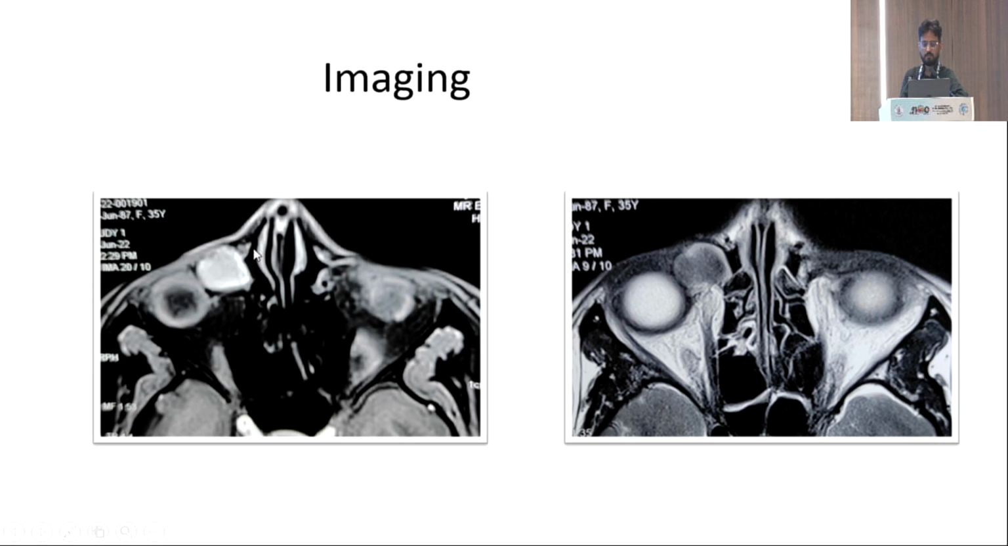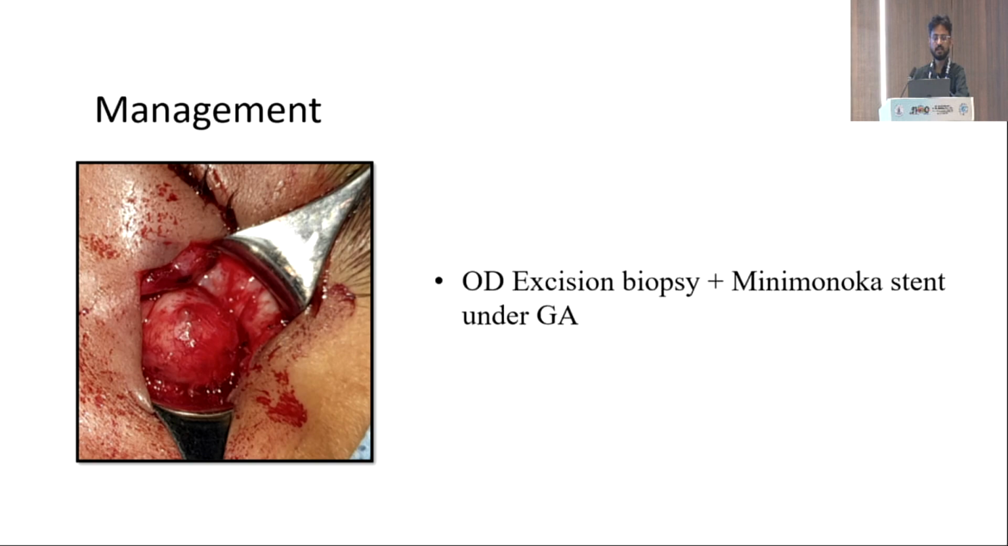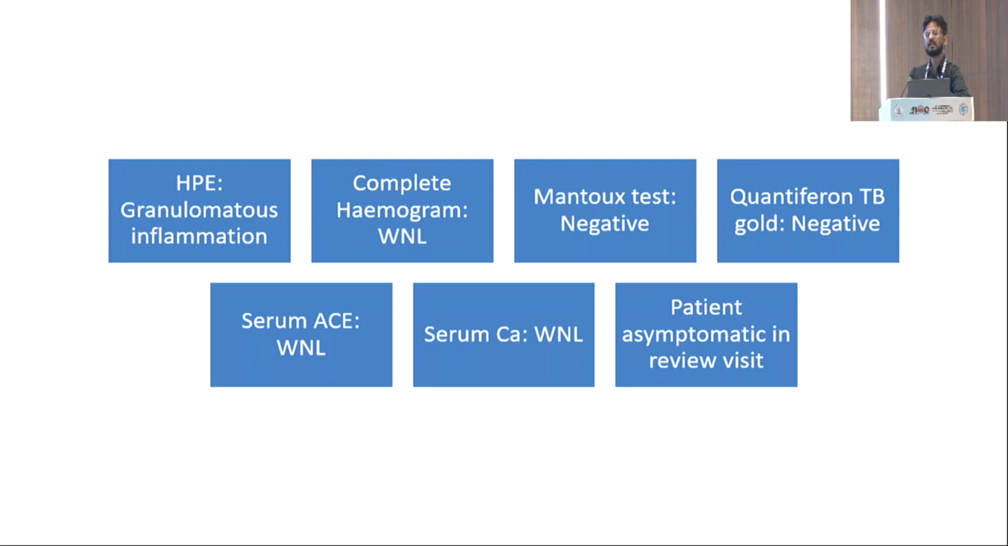So we opened it up, and what did we find? A large mass in the area of the nasolacrimal duct. The mass was so adherent to the surrounding structures that it was difficult to delineate the anatomical structures, the sac, the nasolacrimal duct. Some portion of the lacrimal sac also got sacrificed in the process of removing it. We managed to remove it completely and put a mini monocanalicular stent. Histopathology showed granulomatous inflammation, a granuloma arising from the area of the nasolacrimal duct.